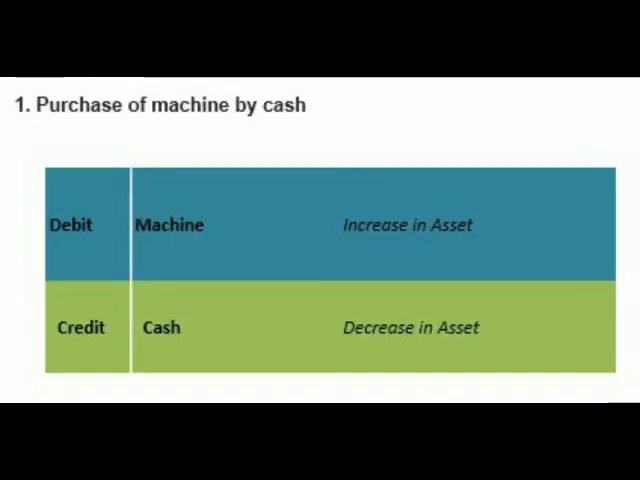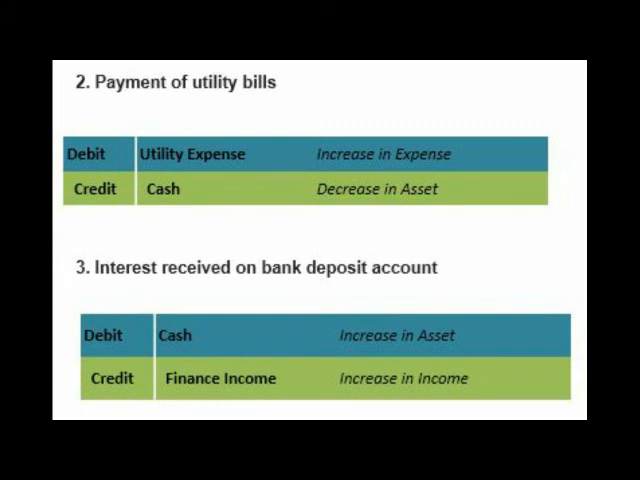Let's suppose the purchase of a machine by cash. Now what will be the entry we will record? Debit machine, meaning increase in assets, and credit cash, meaning decrease in assets. It means both effects are on the asset side. Number 2, payment of utility bills. The entry will be debit utility expense, an increase in expense, and credit cash, a decrease in assets.